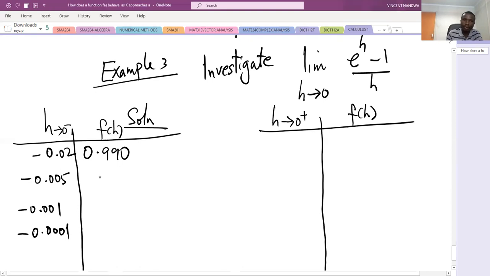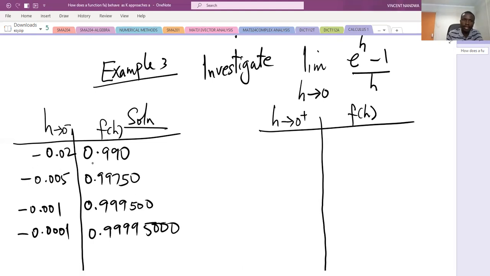This will give you 0.99750. This will give you 0.999500. This will be 0.9999500. You see, these values, as we move closer and closer to 0, are approaching 1.